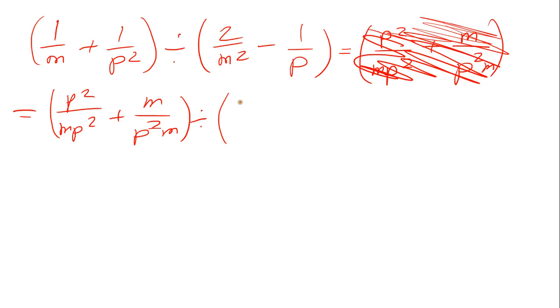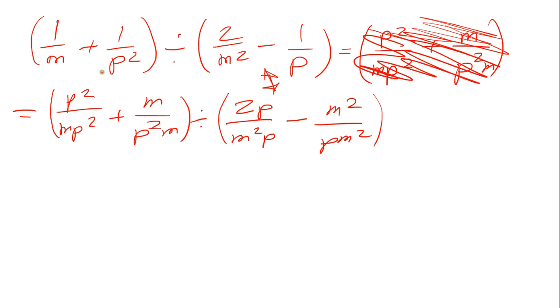So 2p over m squared p minus m squared over p m squared. Notice if I'm moving back and forth between here and here, nothing changes. This cancels and gives you what you started with, like always.